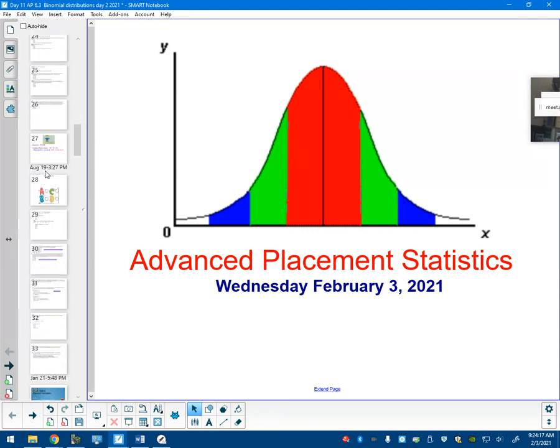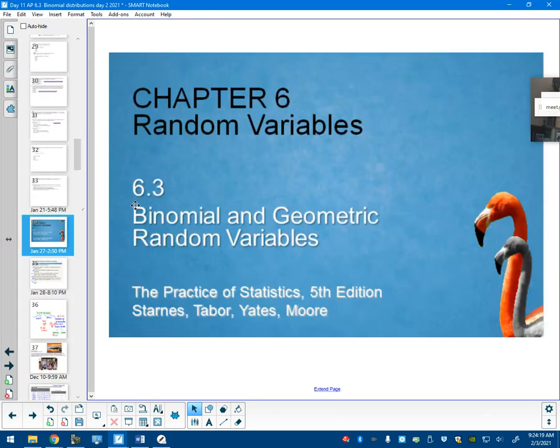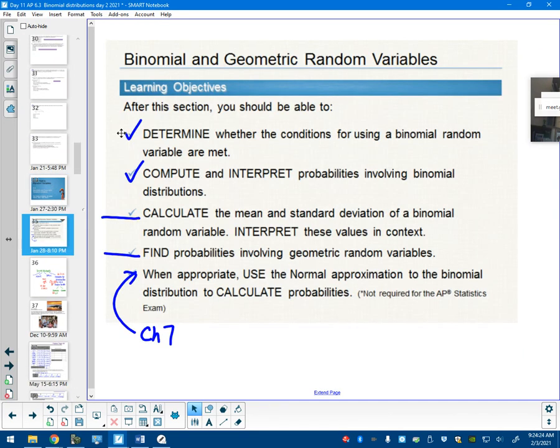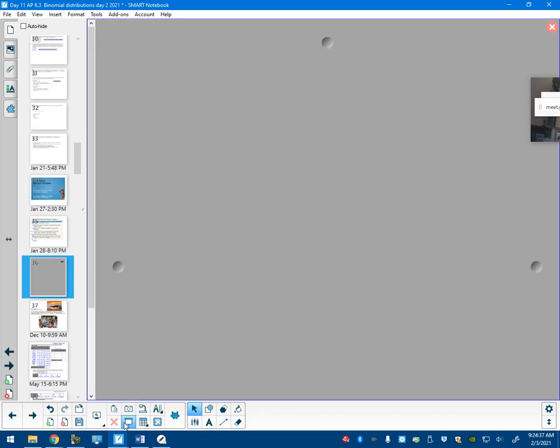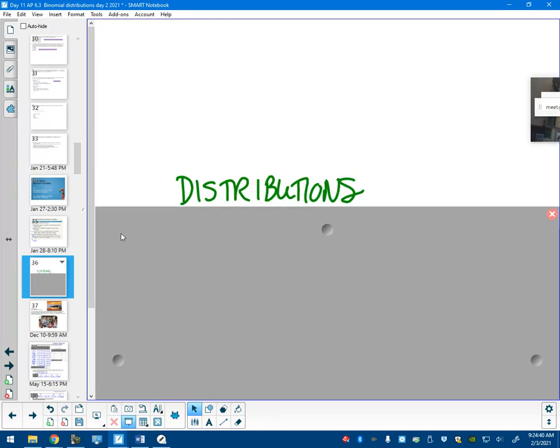Okay, so this is where I'm at. We're going to talk about binomial random variables. Today I'm going to teach you these first two objectives: how to determine if something's binomial or not, and how to compute and interpret probabilities involving binomial calculations. So we talked about this a little bit yesterday. I don't really care if you write this down. I just want your head to be understanding where we are right now.